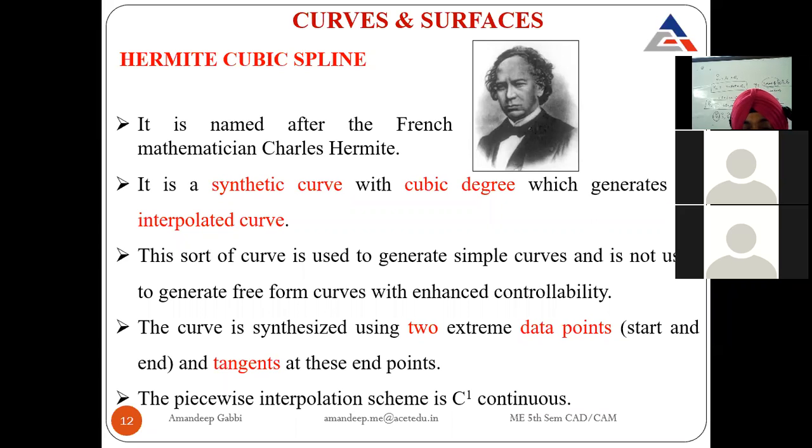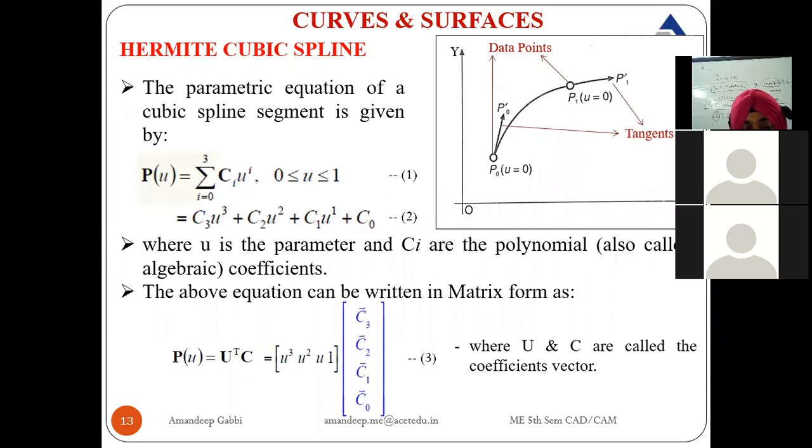The curve is synthesized using two extreme data points and tangents at these endpoints. So the basic conditions for generating a Hermite cubic spline: you need to have two data points, two control points, and along with that, you need to have tangents at those endpoints. Now the piecewise interpolation scheme is C1 continuous. This is the Hermite cubic spline that is drawn on the right hand side of this curve.